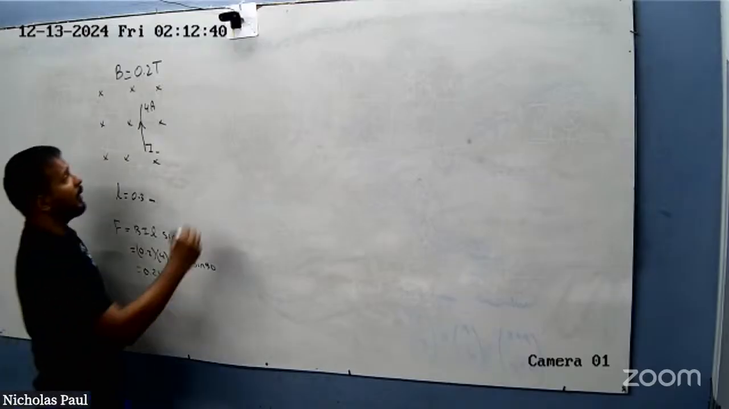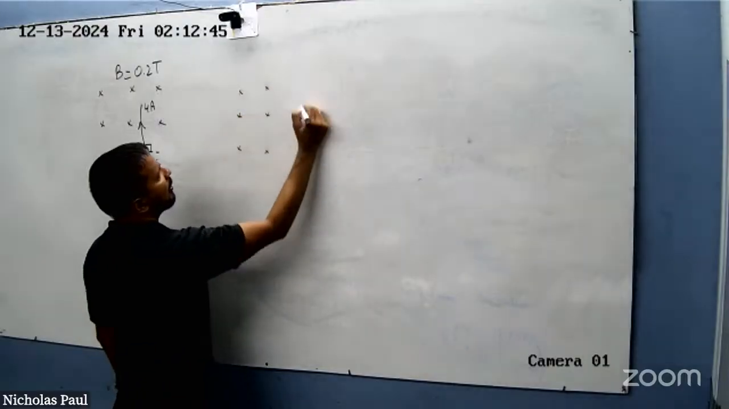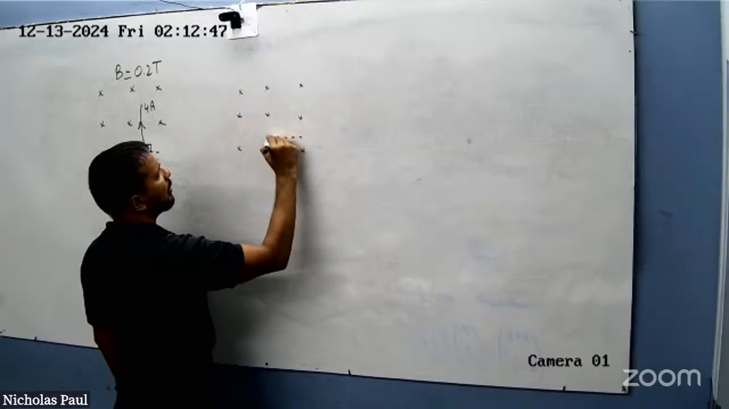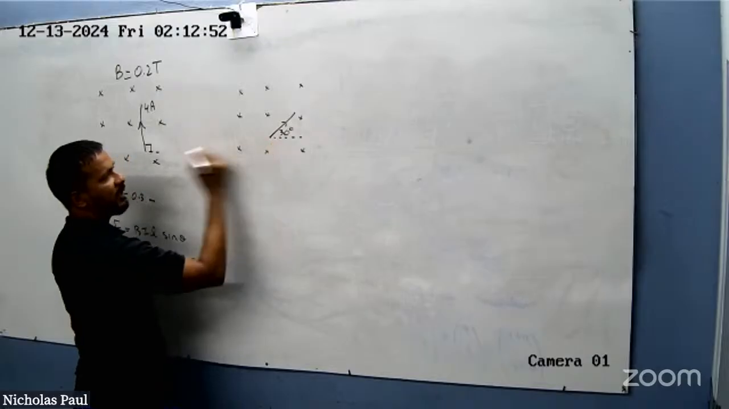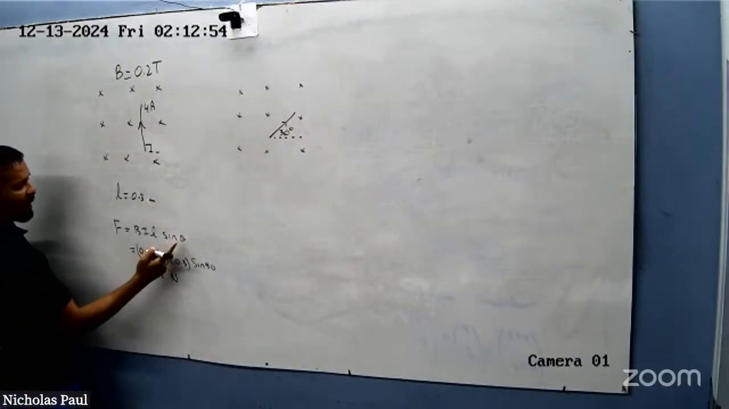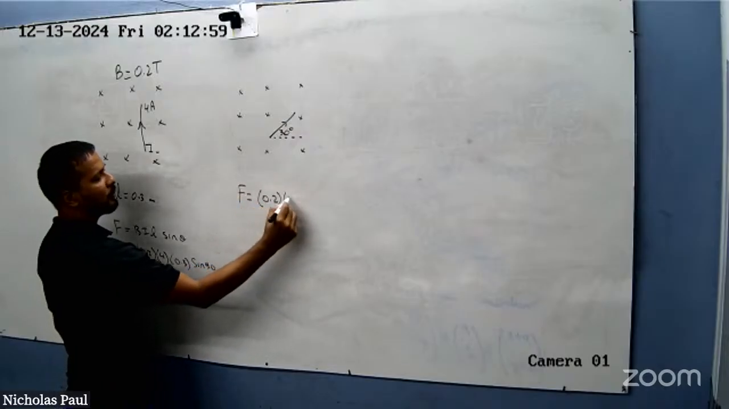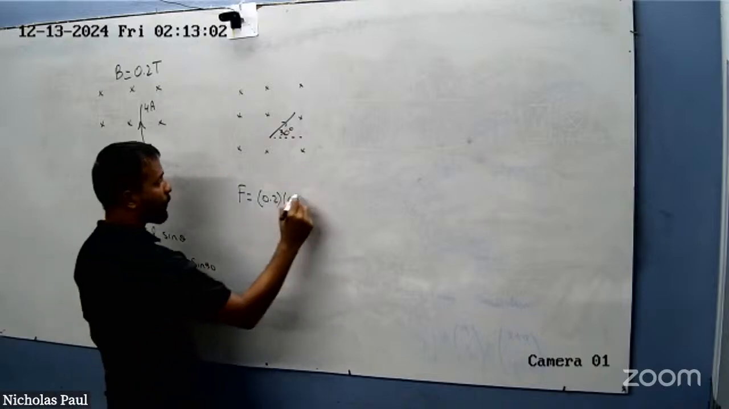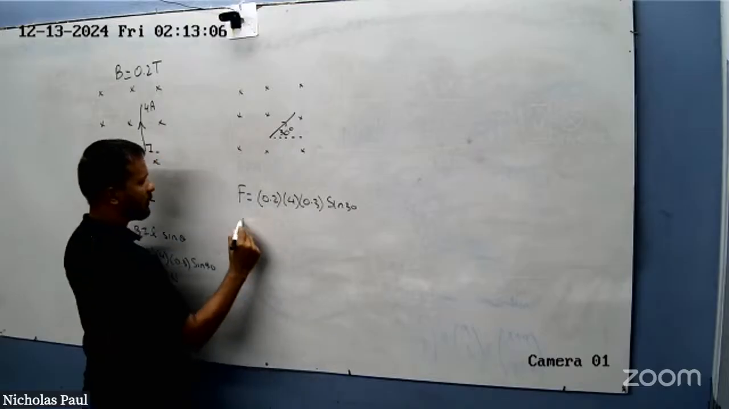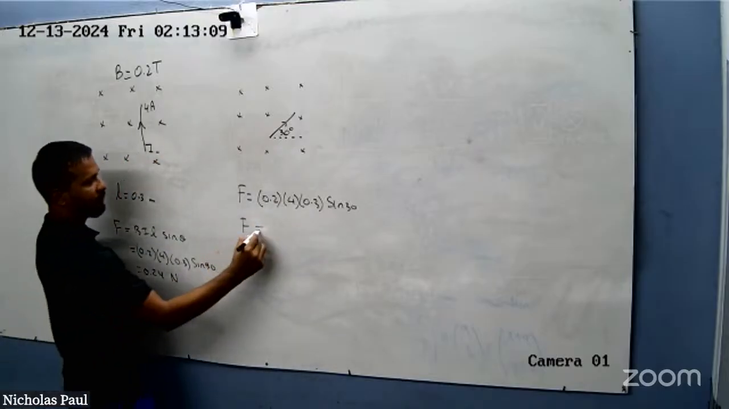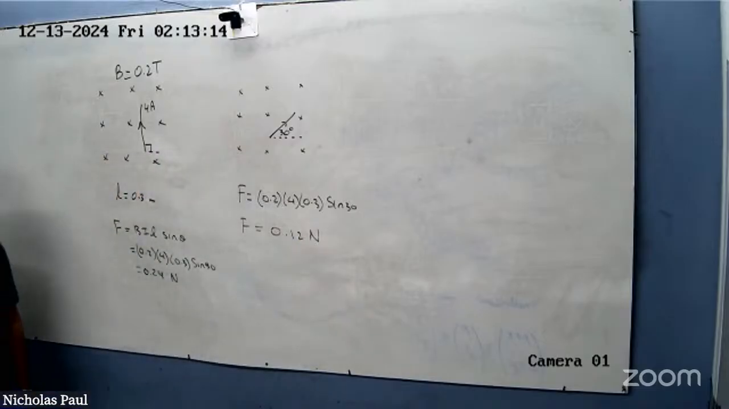Okay. Next scenario. Other scenario is when it's at 30 degrees, right? Everything is the same except for the angle. I change the angle only, right? So F is equal to 0.2 by 4 by 0.3 sine 30. Right? Sine 30 will give you half of this. 0.12. Yeah, 0.12.